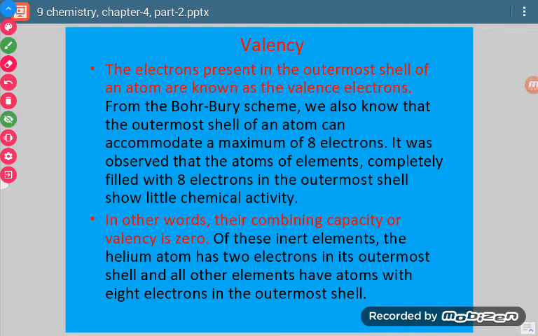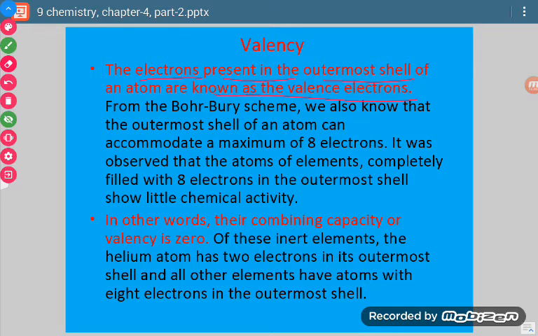Now let us come to the next property. This is valency. Okay, till now what we have done is the distribution of electrons in the different shells. Now when we write the electronic configuration, the electrons present in the outermost shell of an atom are known as valence electrons. Okay, so this is to be learned.